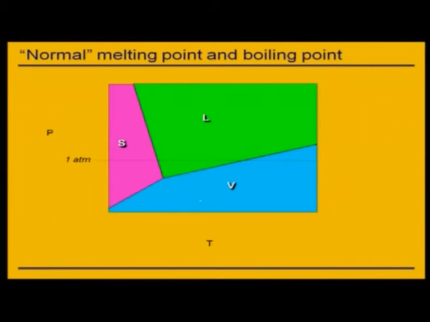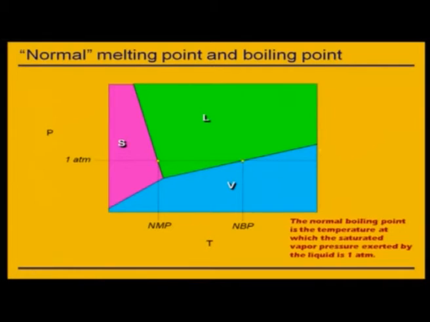This is the line for 1 atmospheric pressure, and this is the normal boiling point, because it makes a cross section with the liquid-vapor line. This is the normal melting point because it crosses the solid-liquid line. Normal boiling point is the temperature at which the saturated vapor pressure exerted by the liquid is 1 atmospheric pressure. That is why I have drawn a 1 atmospheric pressure horizontal line.